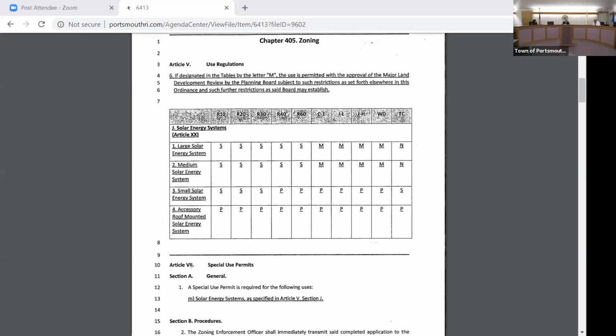If it's just a permitted use and someone says, well, it's permitted in R40 and I meet my setbacks, and they put up a bunch of arrays, and then all of a sudden we have a drainage problem, it's kind of hard to deal with. At least we would get some review by the zoning board if it were a special use permit.